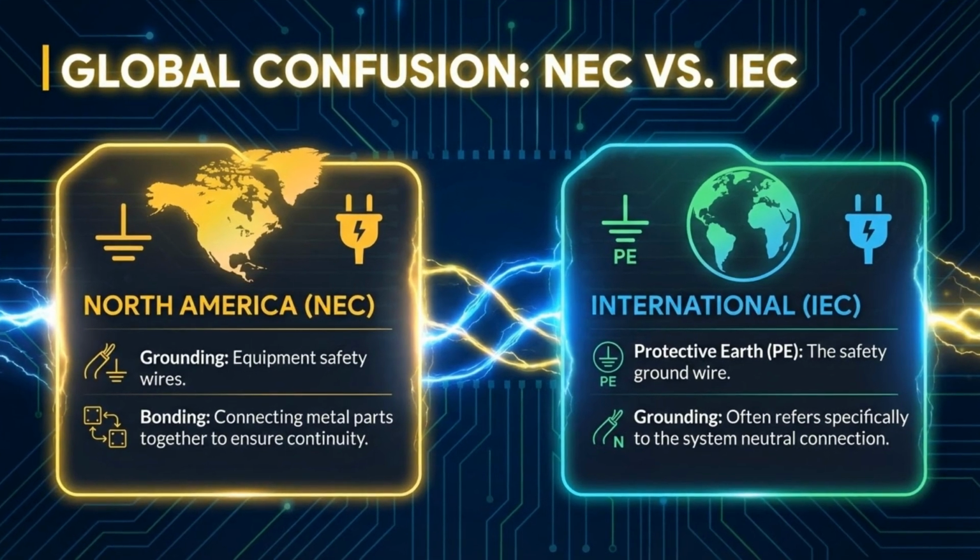There is global confusion between the NEC and IEC standards. In North America, NEC, grounding refers to equipment safety wires. Internationally, IEC, protective earth or PE, is the safety ground wire, while grounding often refers to the system neutral connection.